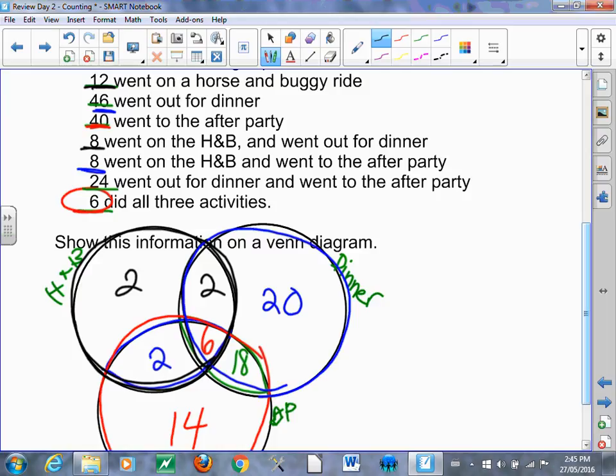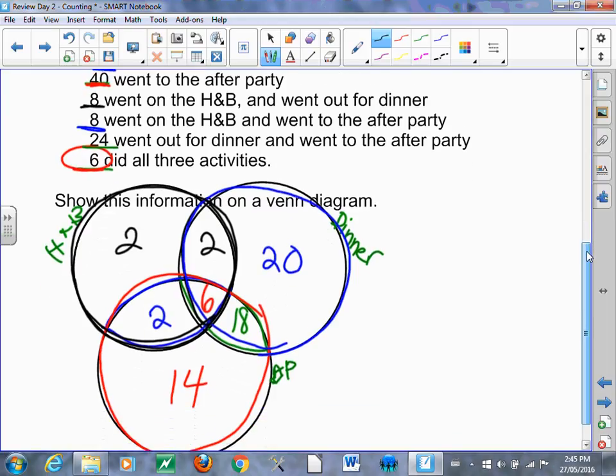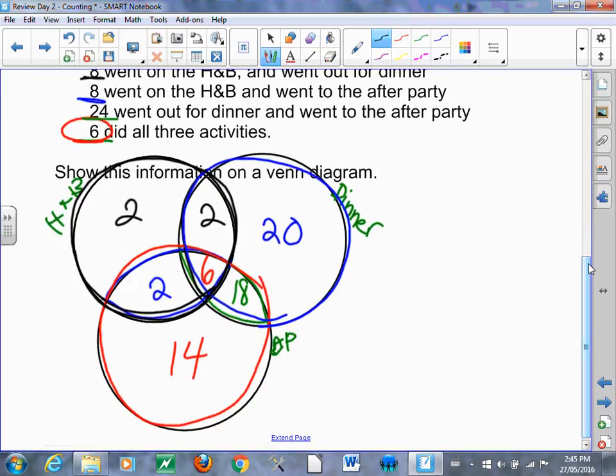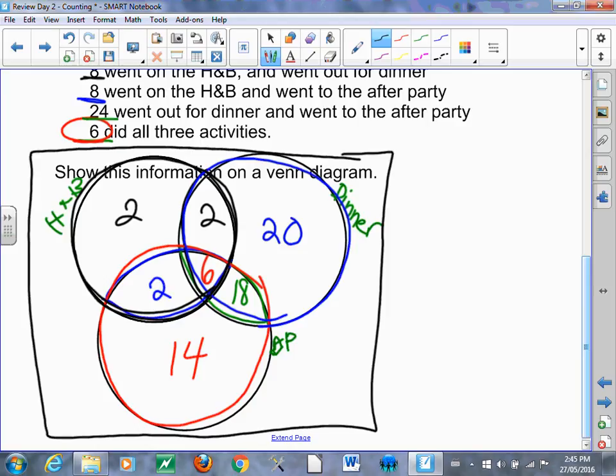Okay. All right. So we have 3 activities, 3 circles. We've got all of our overlap. And what do we have to remember? That how many people went to prom? 90 people went to prom, okay? So how many people did no activities?